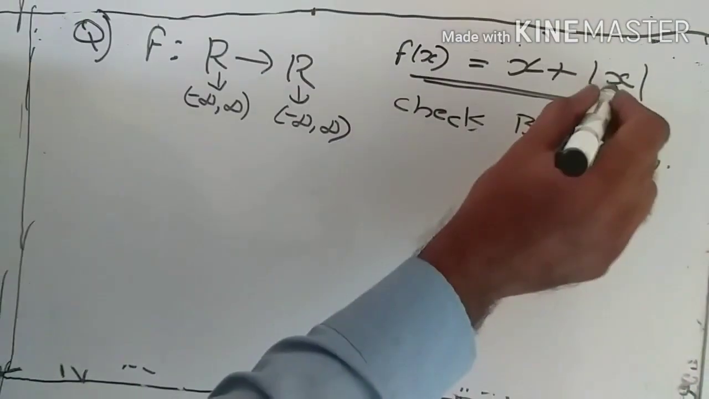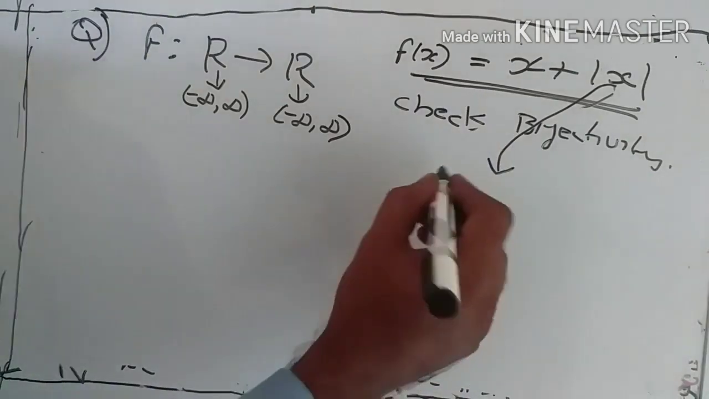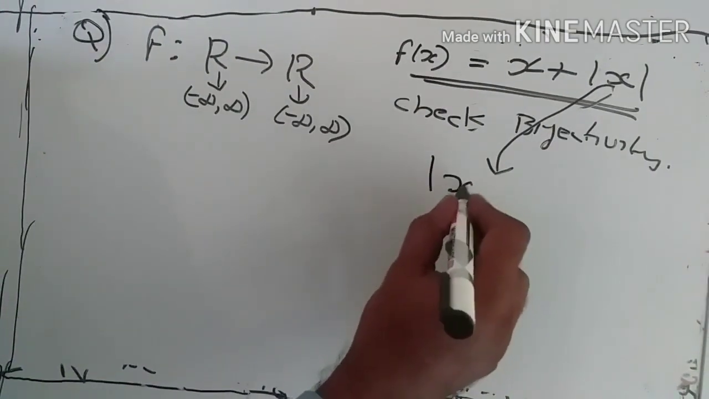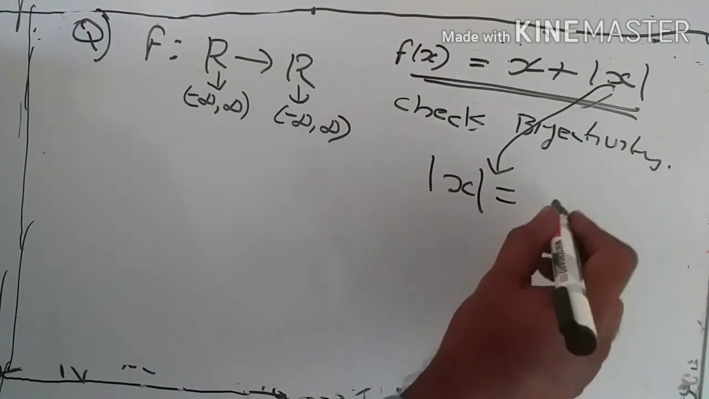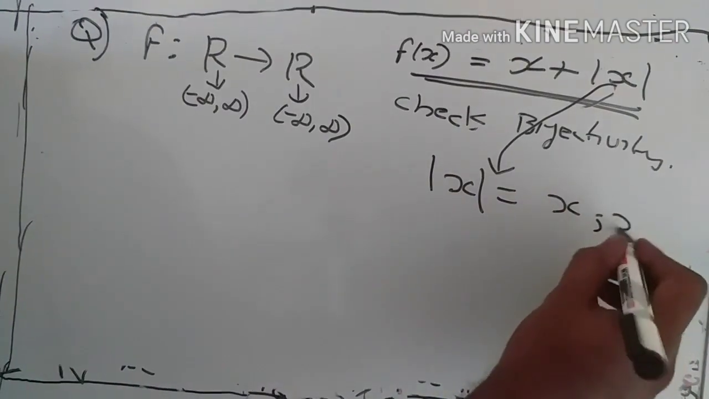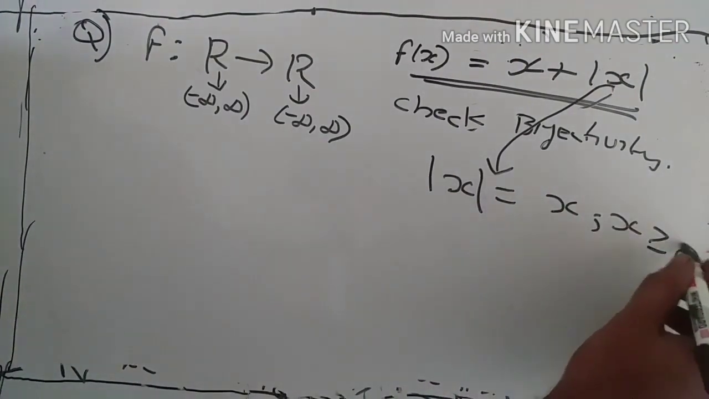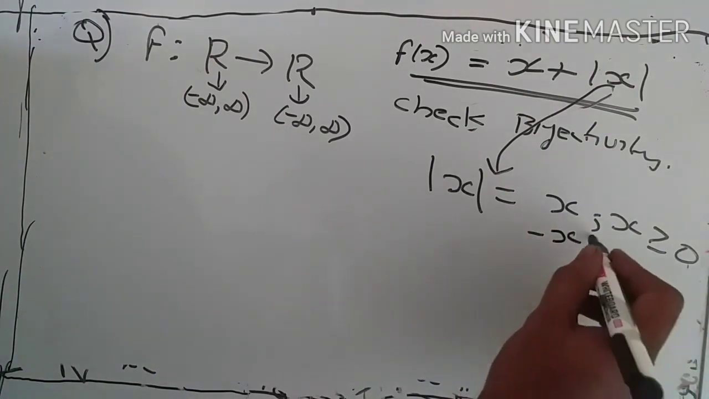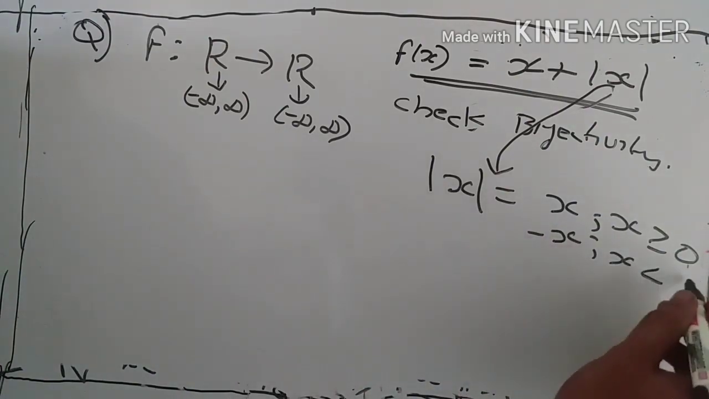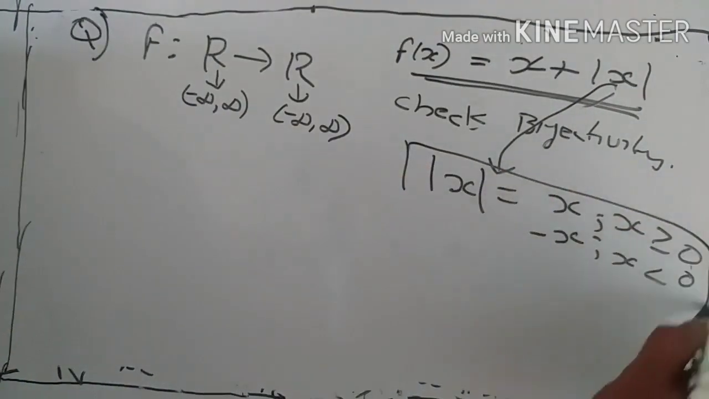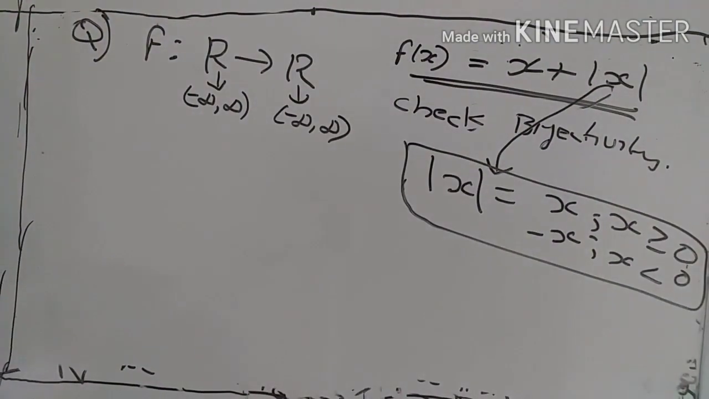Okay, now consider mod x. What is mod x? Mod x is equal to x for x greater than or equal to 0, and this is minus x for x less than 0. It's a property of the modulus function.